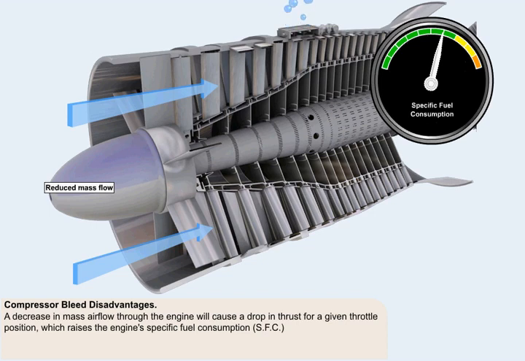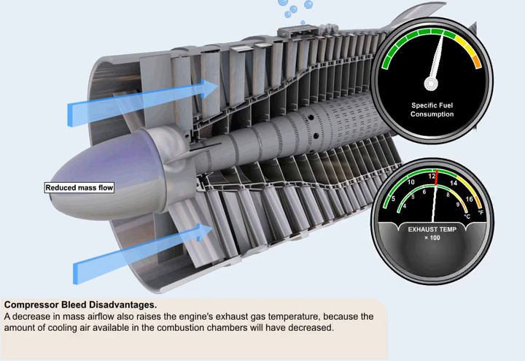A decrease in mass airflow also raises the engine's exhaust gas temperature, because the amount of cooling air available in the combustion chambers will have decreased.